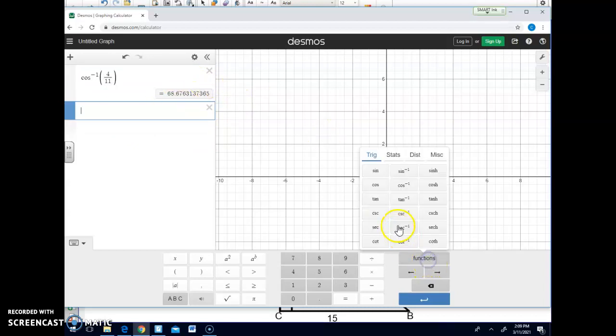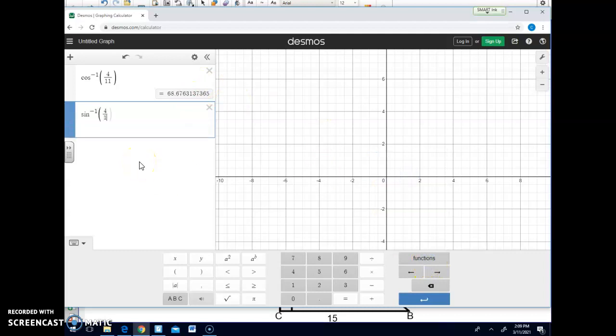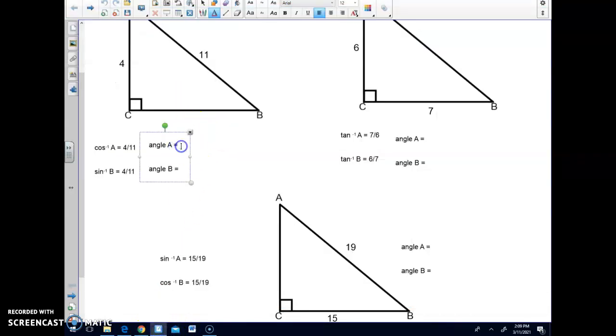Then I'm going to do inverse sine 4 divided by 11, and they give me the answer right here. So it's 68.68 and 21.32. And I'll put that in. Angle A is 68.68. Angle B is 21.32.